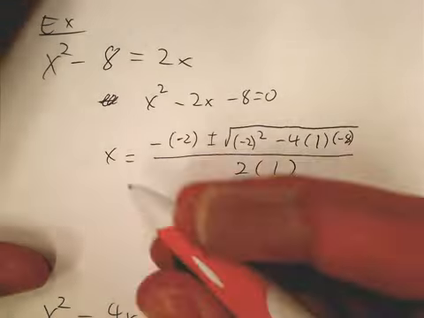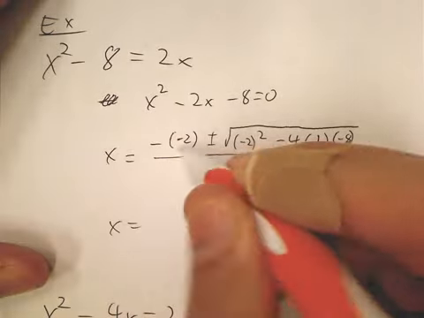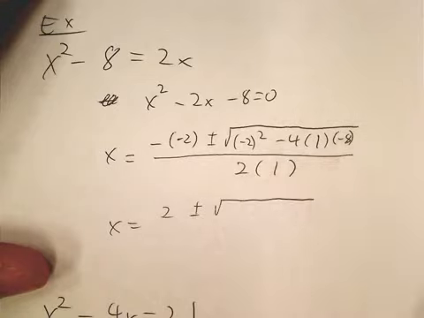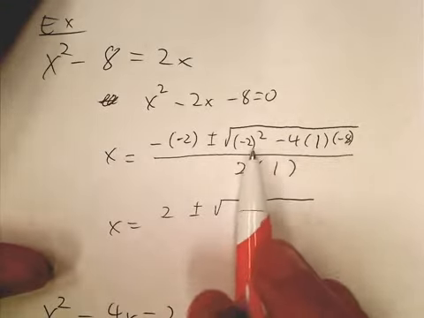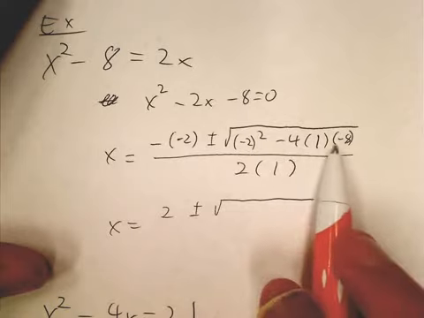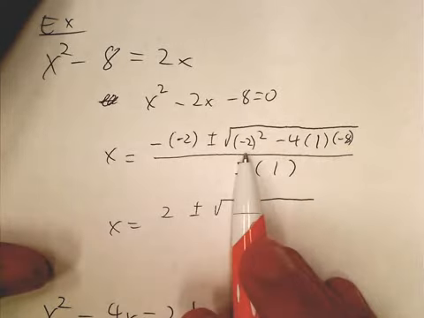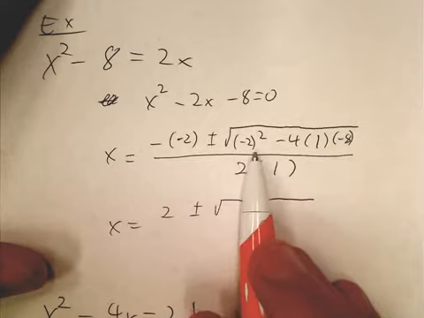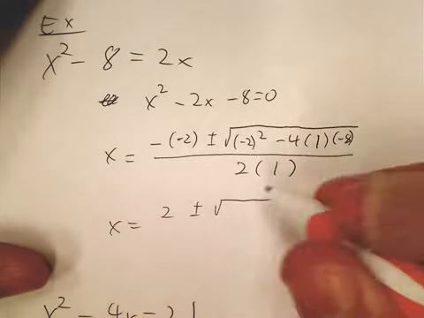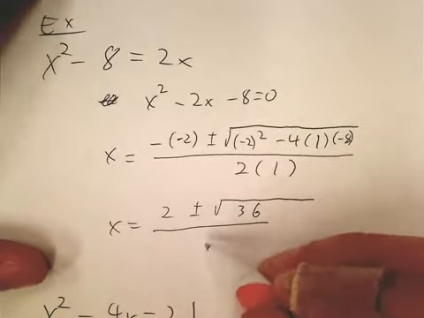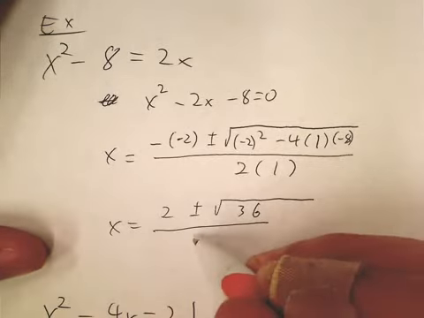So let's work on this a little bit. X is equal to negative negative 2, which is just 2. Okay? Inside the square root here, this negative 4 times 1 times negative 8, it's going to be 32. And negative 2 squared is 4. So 32 plus 4 is 36. All over 2 times 1, which is 2.